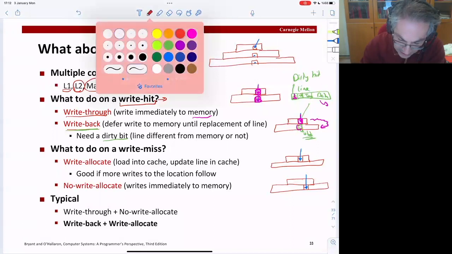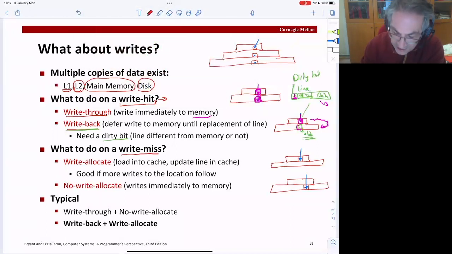What about a write miss? A write miss is when you want to write into an address, but that particular address is not in the cache yet. In this case, there's no need to bring it back from the memory, because even if I bring it in, I have to write over it again. So we have, again, two strategies for this. One is write allocate.